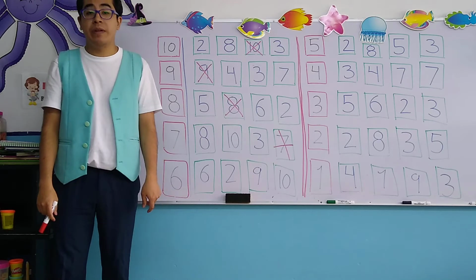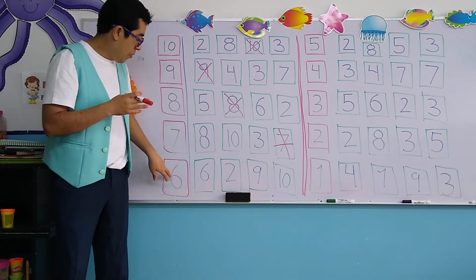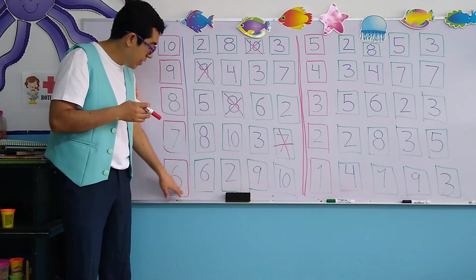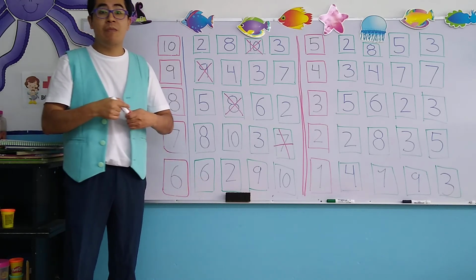Let's continue with the number 6. Remember, the one that looks like a cherry. So we have number 6. It's right here next to it. Now, is it the same number? Yes, it is. So let's mark it.